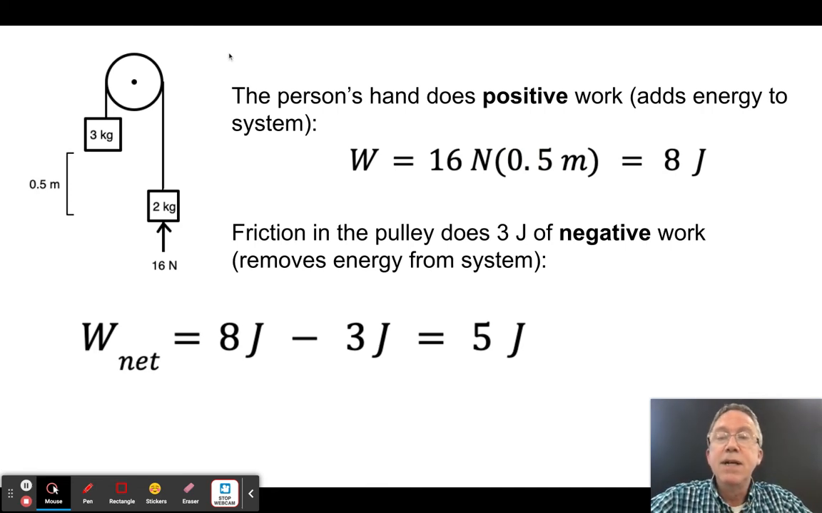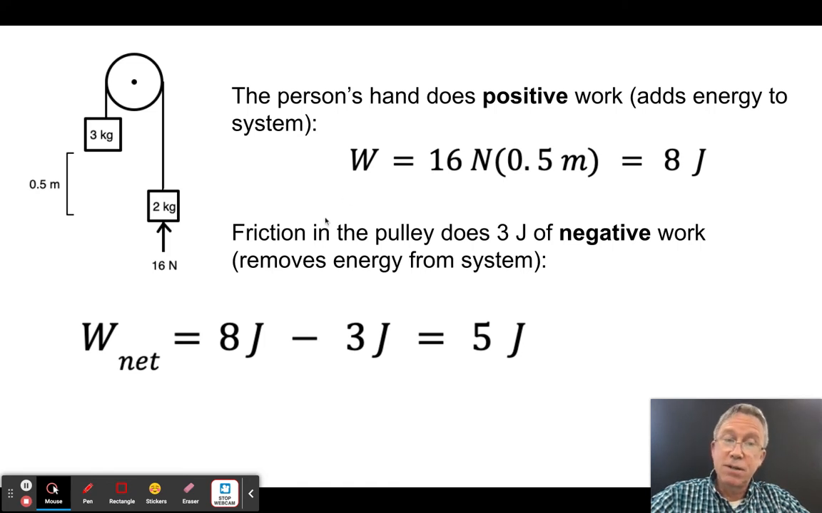positive or negative work? Well, this system, if you will, wants to move this way. If the person didn't push on it, this would go down and this would go up. And since the person is pushing the object in the way the system wants to move, the person is doing positive work. And how much positive work does the person do? Well, they apply 16 newtons across the distance of half a meter. They're going to do 8 joules, they're going to add 8 joules to the system, okay?